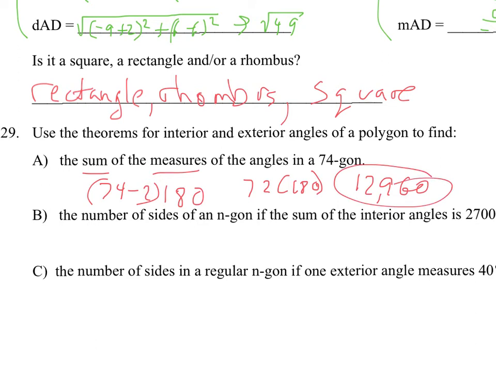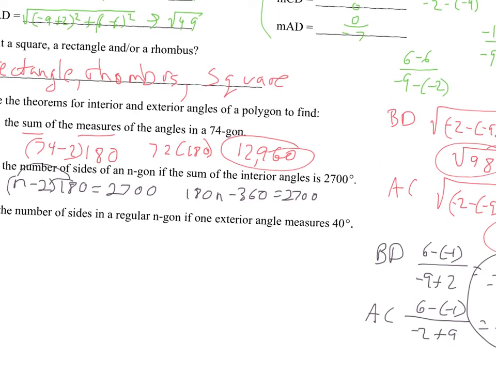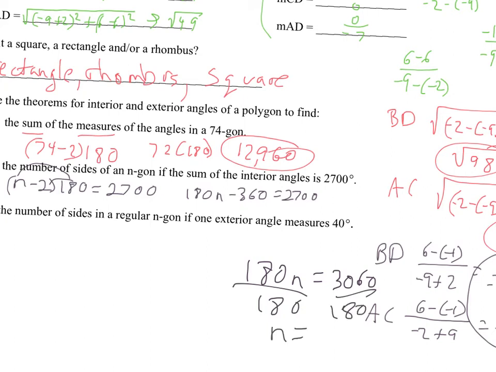Okay, the number of sides in an n-gon if the sum of the interior angles is 2,700. So we don't know the number of sides, so n minus 2 times 180 equals the sum, which is 2,700. Distribute the 180, we get 180n minus 360 equals 2,700. Add 360 to both sides, and you get 180n equals 3,060. Divide both sides by 180, and n equals 17.